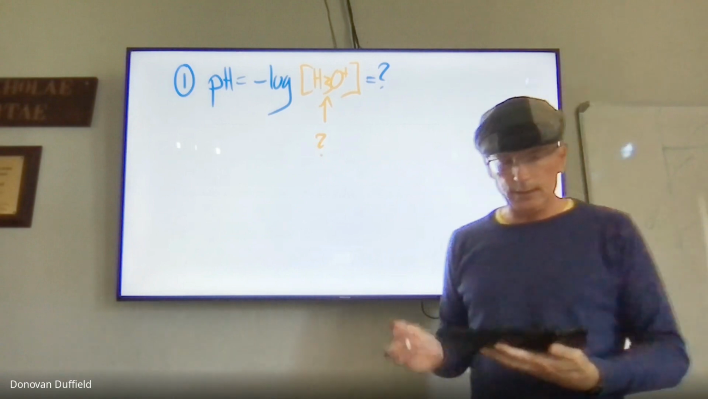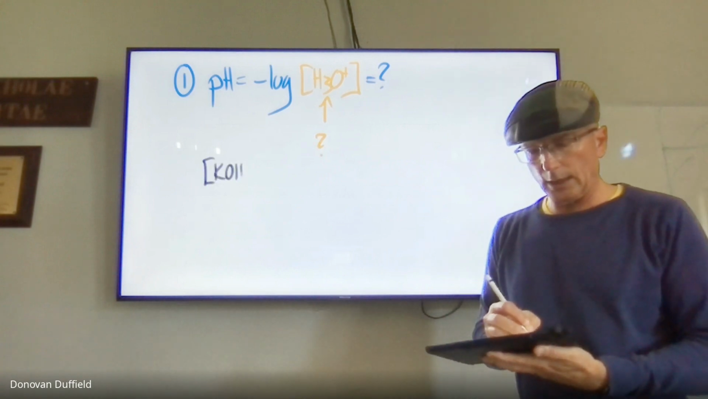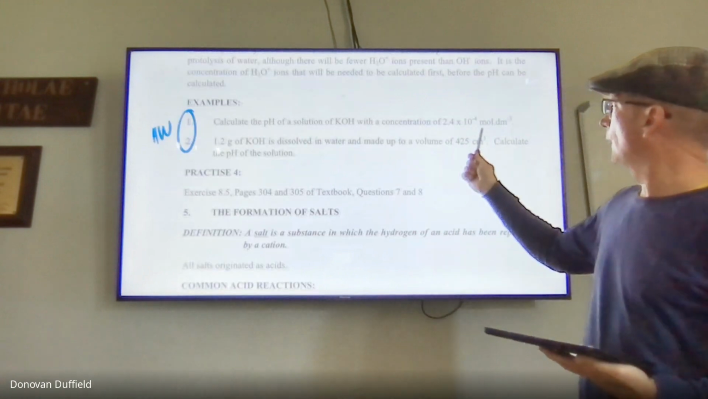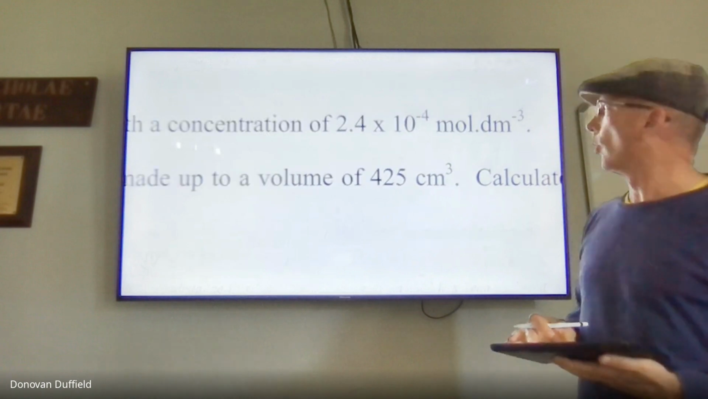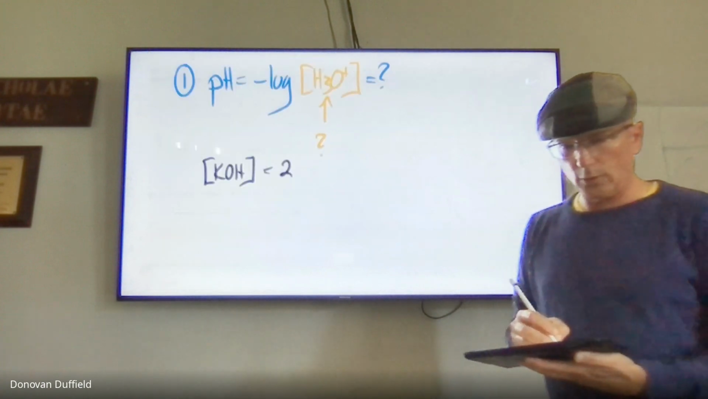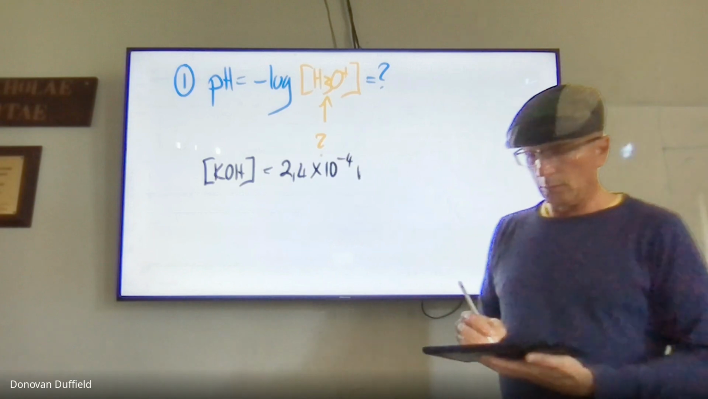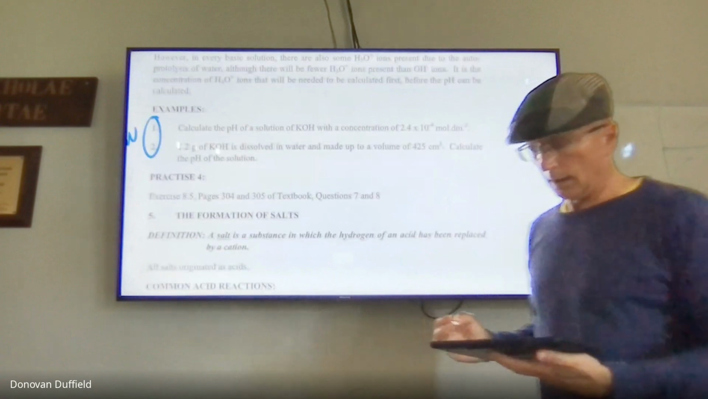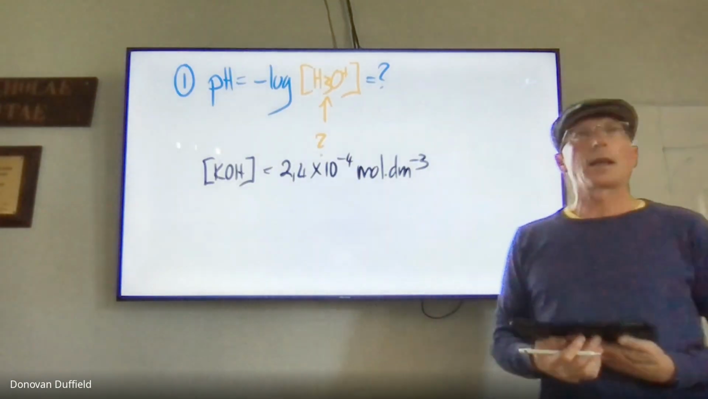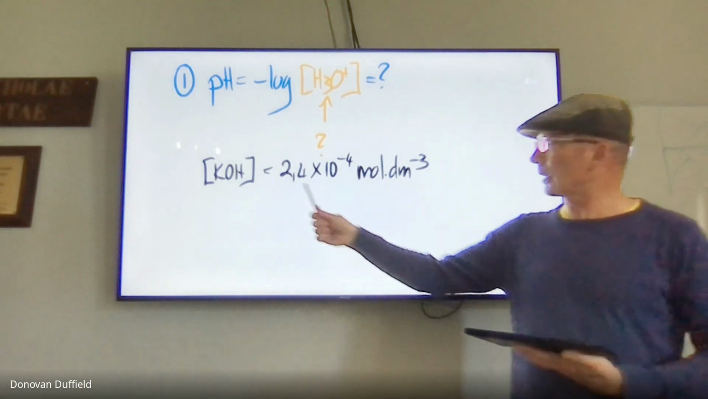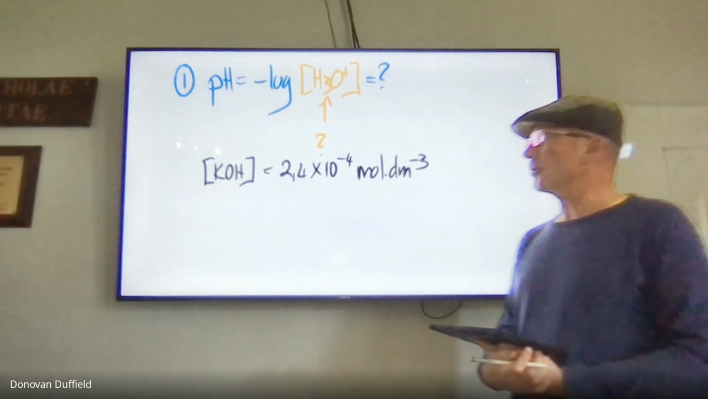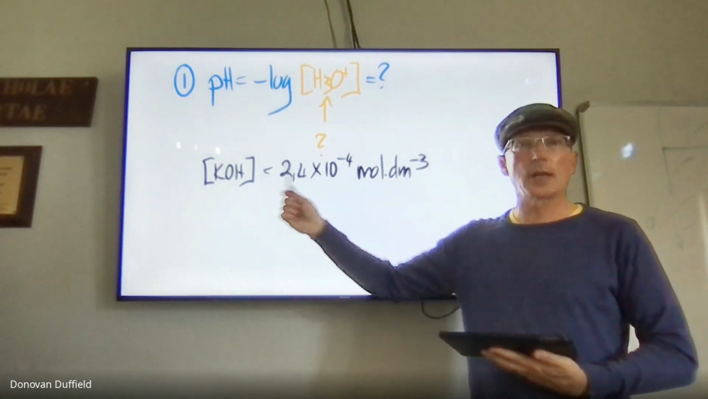Now, the problem is that we have been given the concentration of the KOH solution, which is an alkaline solution. And we were told that that was 2,4 times 10 to the negative 4 mole per cubic decimeter. So this is 2,4 times 10 to the negative 4 mole per cubic decimeter. And now we need to say, well, okay, can we get the hydronium ion concentration directly from the concentration of the KOH? Well, answer is no. We need to first look at what is the dissociation equation of the KOH.